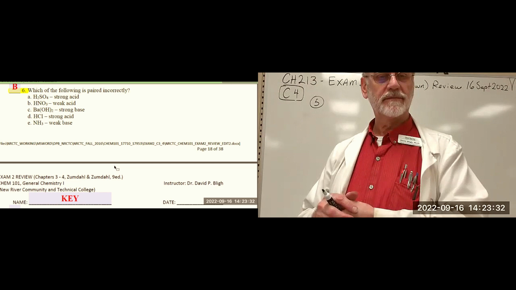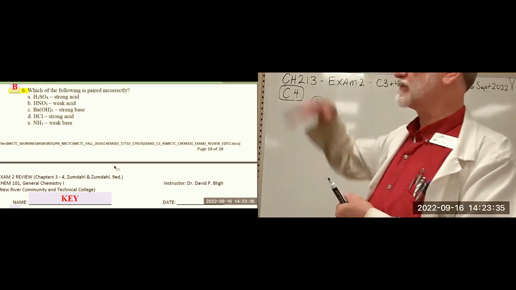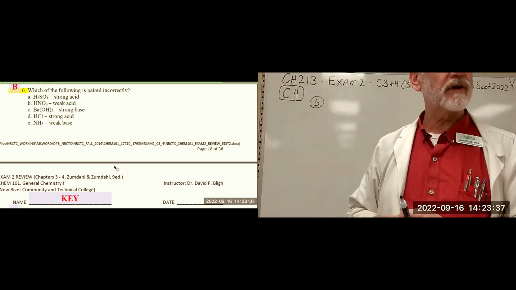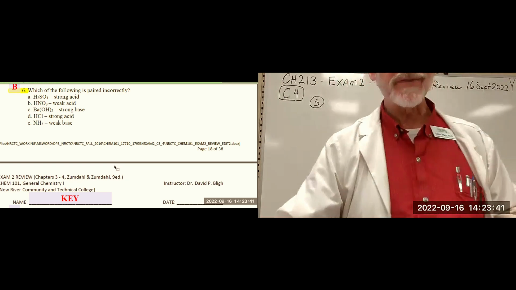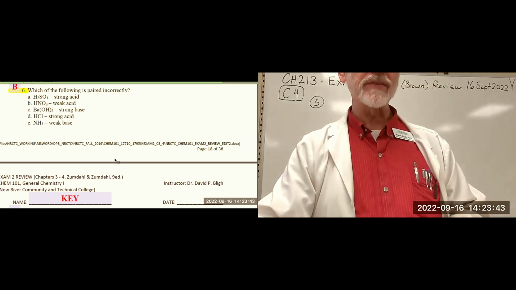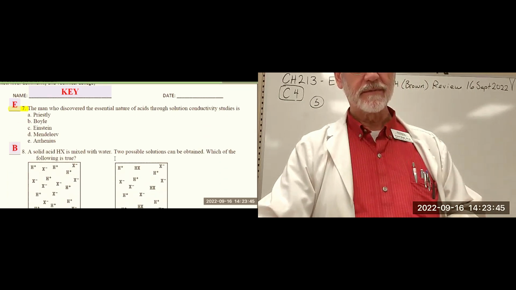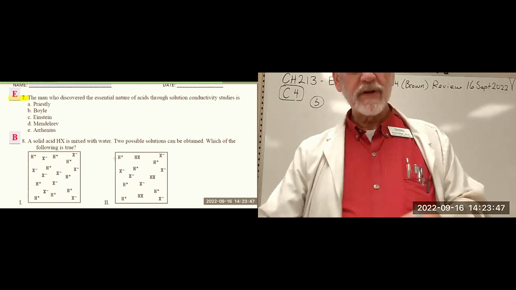That's wrong. You can stop there because you don't have any squirrely ones in there, like none of the above, 2 of the above, and so forth. So you found your answer. HNO3 is a strong acid, not a weak acid. We didn't cover this one either.